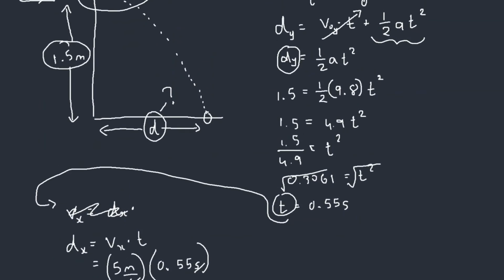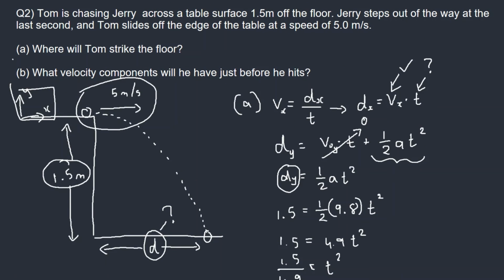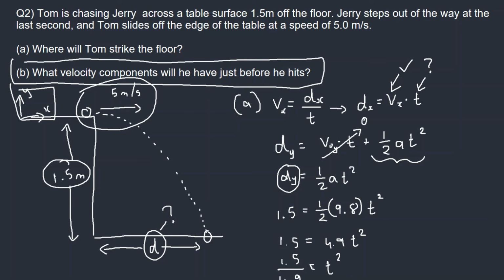Now, what was part B? Part B was asking what velocity components will he have just before he hits. So that is just another way of asking what is Vx and what is Vy. So Vx is very simple because it actually gave it to us in the question, right? Just to circle it again, Vx is 5 meters per second. And because we are assuming there's no friction, no air resistance, nothing, when it lands here, it's still going to have the same Vx.